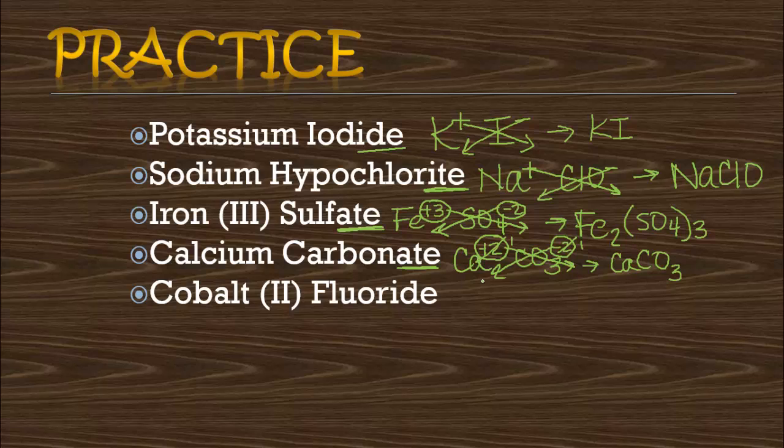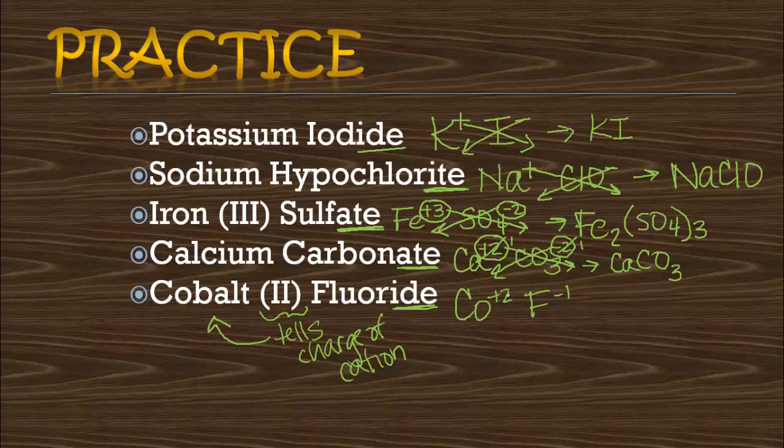And then cobalt 2 fluoride. So I've got Co. Cobalt is going to be positive 2 charge because it's telling me I have a positive 2 charge. So again, this tells the charge of the cation. Remember, not the anion. It tells the charge of the first one. And then I have fluoride, again ending IDE, so I know it's just the element fluorine. And F has a negative 1 charge, so crisscrossing my charges, this becomes CoF2.